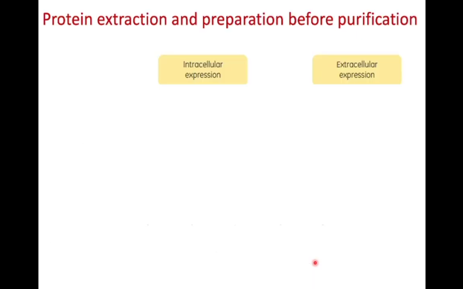So protein extraction and preparation before purification. Now there's a number of steps that we have to do, but they may depend on what our starting material is. So our proteins may be made intracellularly, so they may just be found within the cell. And so we need to actually look at how we can extract those proteins. Okay, so we've got lots of barriers to cross. Whilst extracellular expression is much easier because the proteins are actually secreted into the media. So we're going to follow the ways in which we can purify these different types of proteins.